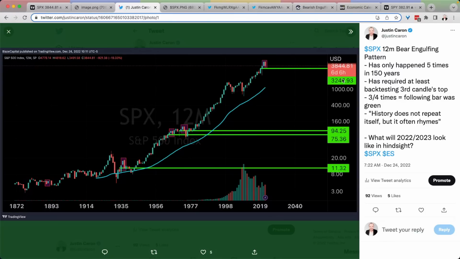We got to get down to 3247 on SPX for that to happen. And if we close red on the year, that's where we get the nasty drop. That's the 1973 drop, I believe. So that's all we're looking for.